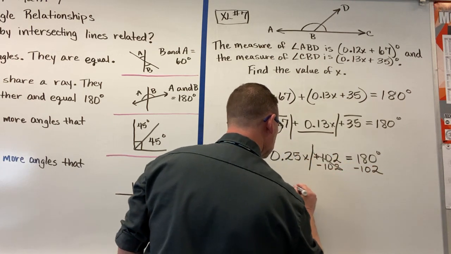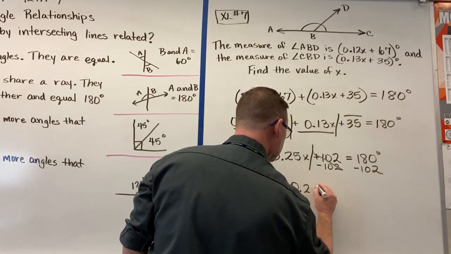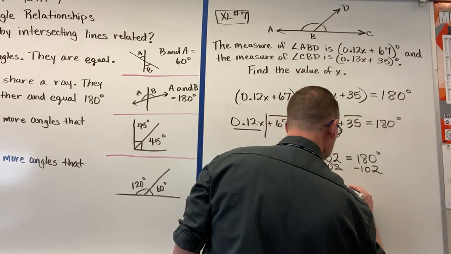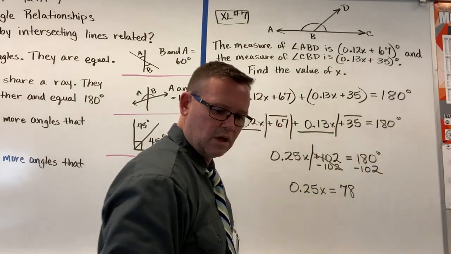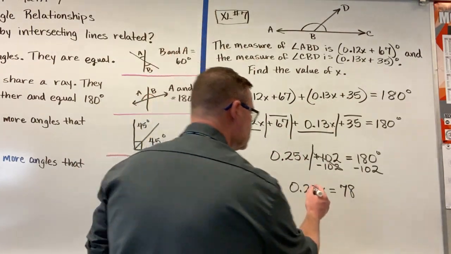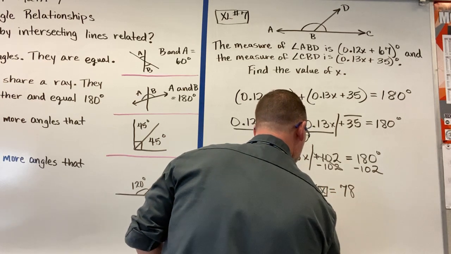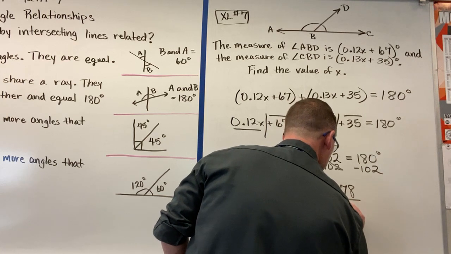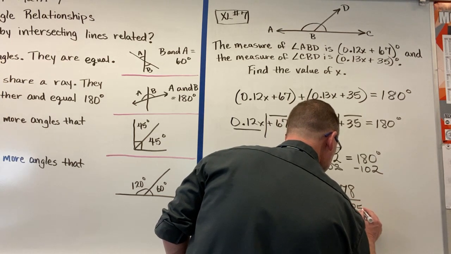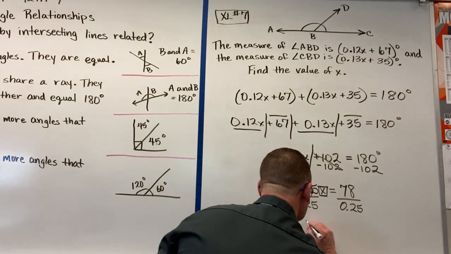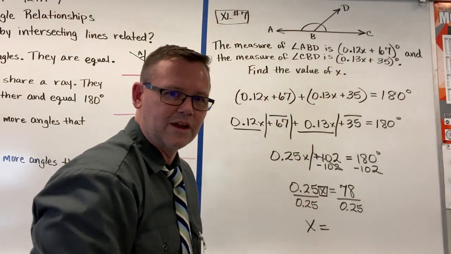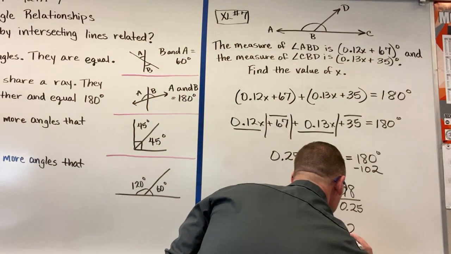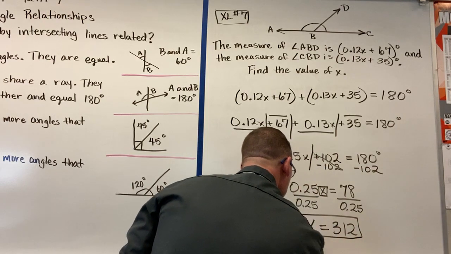Okay, this is gone. 0.25X is all that's left, equals 78. Okay? Now what I do is I still isolate X, so I'm going to divide by 0.25. That means I have to divide this by 0.25. And that would mean that X would equal, can you see that? Yes, you can. Good. 312. And there's your answer.